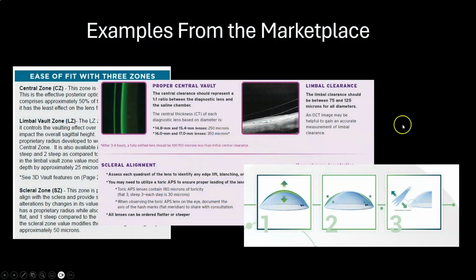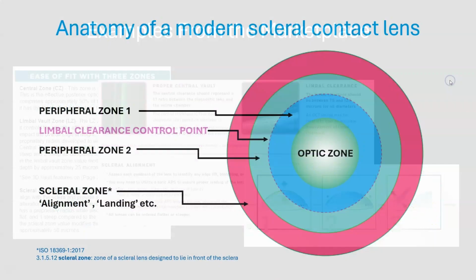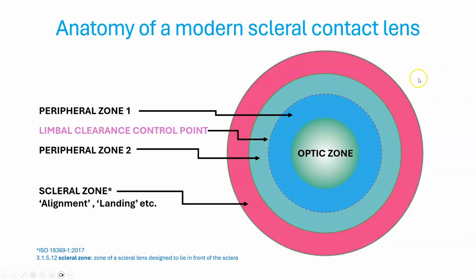And if we look in, for example, these three typical manufacturers' brochures here, we see that that is what you get. In this pink one here, you have central vault, limbal clearance, and scleral alignment, again the alignment word being used. And this one here, central zone, limbal vault zone, and scleral zone. And here we have diagrams showing us, again, the central, the limbal, and the scleral alignment. So these are the control points which are used extensively to tell you how this lens should fit on a particular eye.